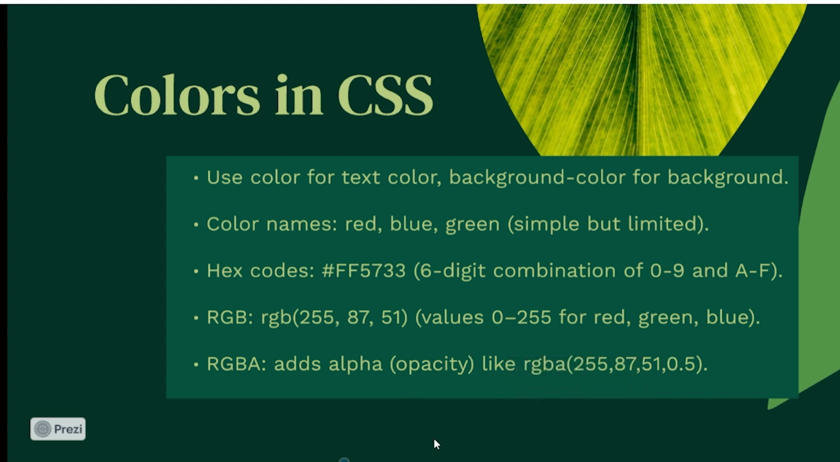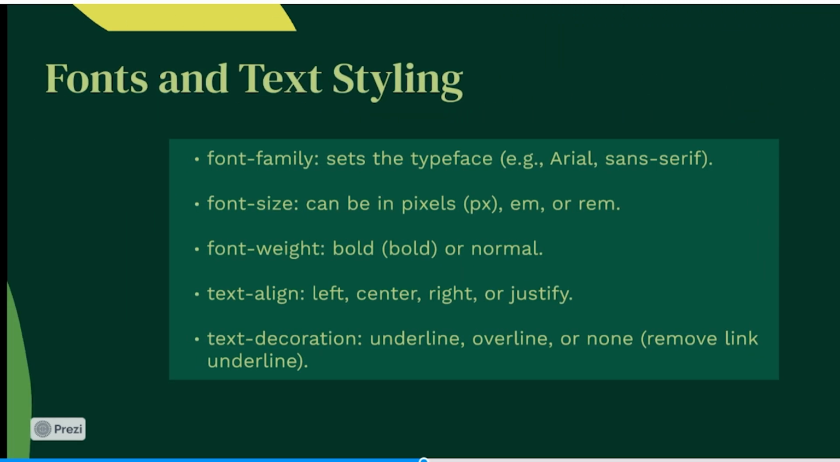Color in CSS, and then font and text styles. Let's improve the appearance of our text. CSS provides many properties to control fonts and text. We can change the font size, font family, text align, and font weight. Font size means you can add a font size like 20 pixel, 30 pixel, these types, and font family means italics, Arial, that type. And then font weight. Font weight means bold or normal.